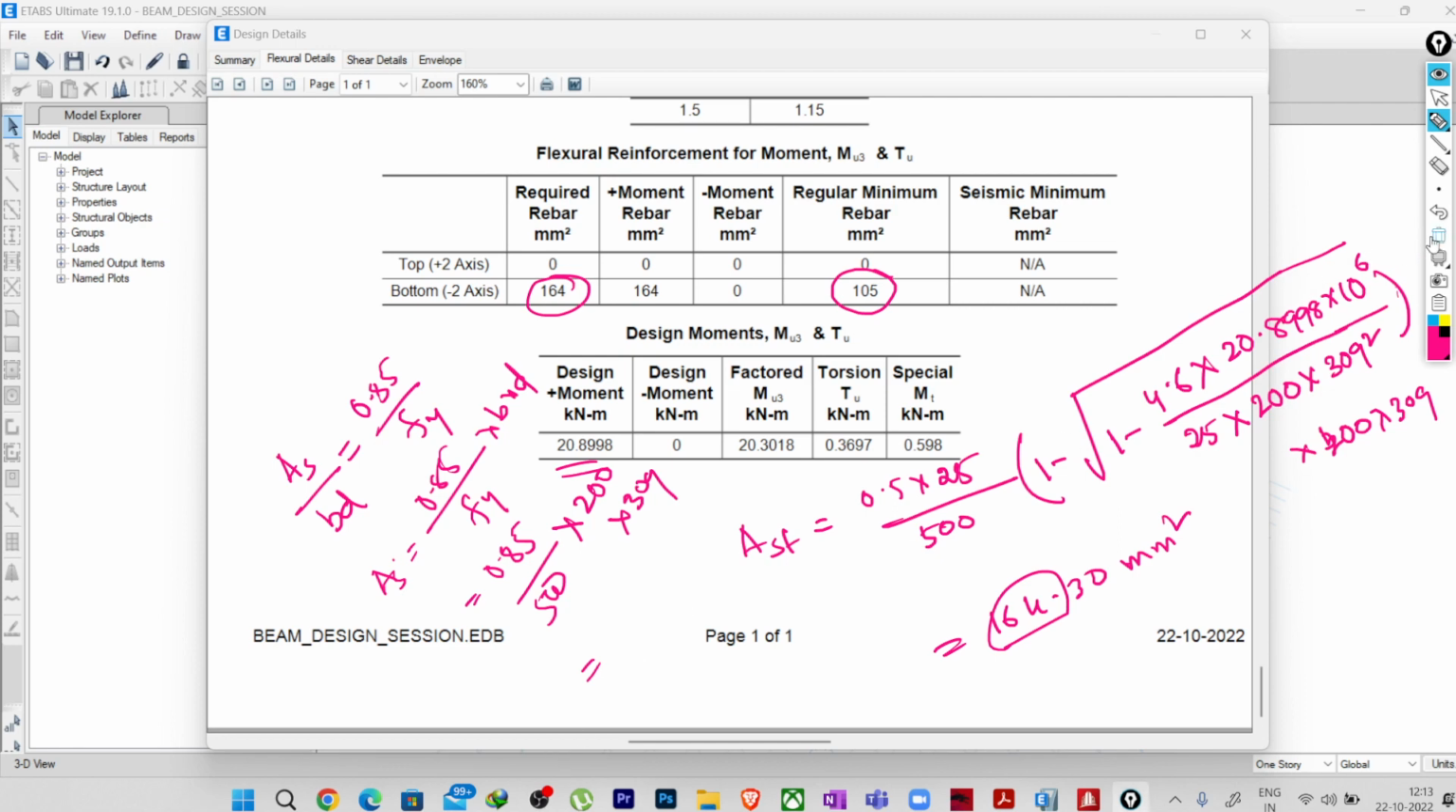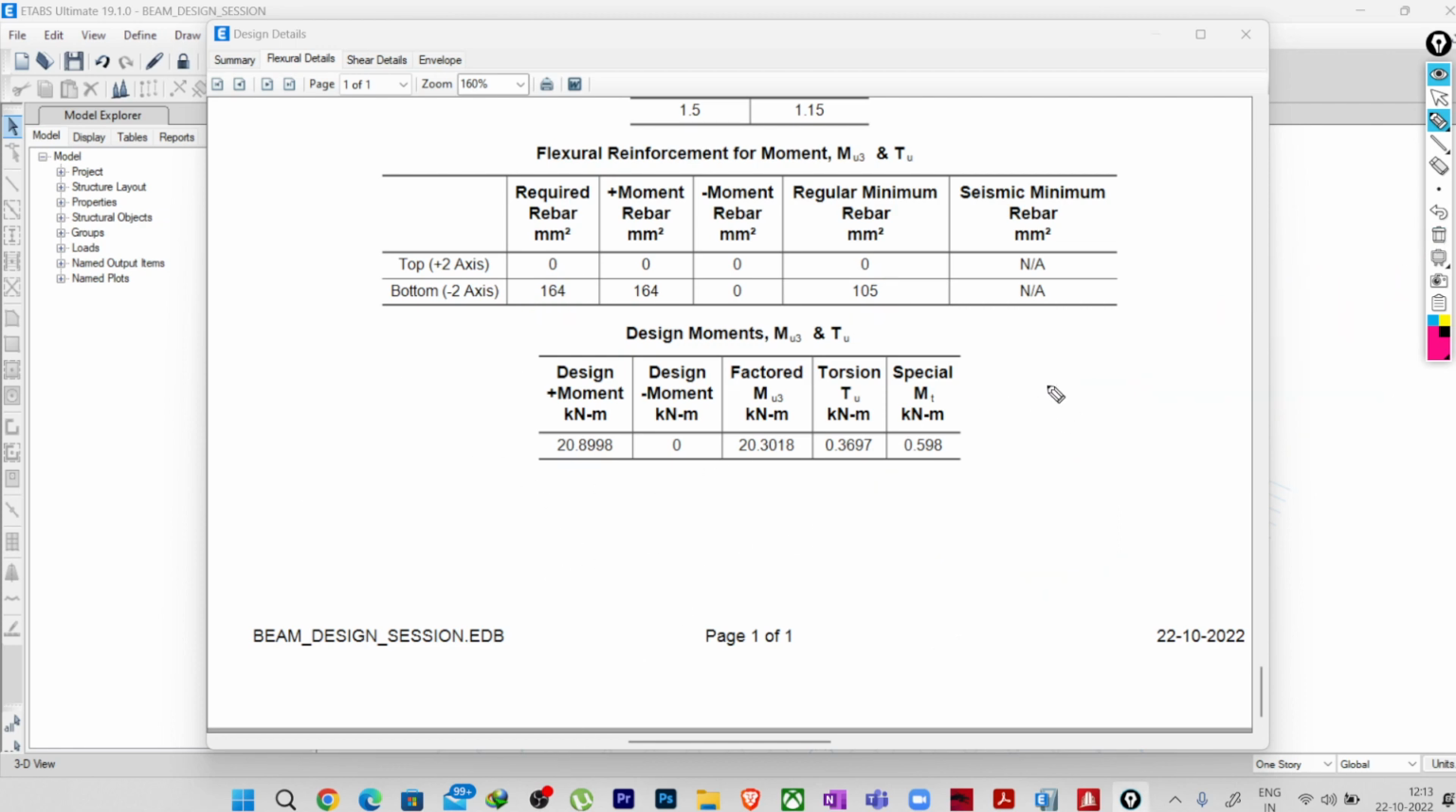I think I should write it in a different way. So 0.85 by 500 multiplied by 200 into 309. We are getting how much? 105.06. So you can see 105.